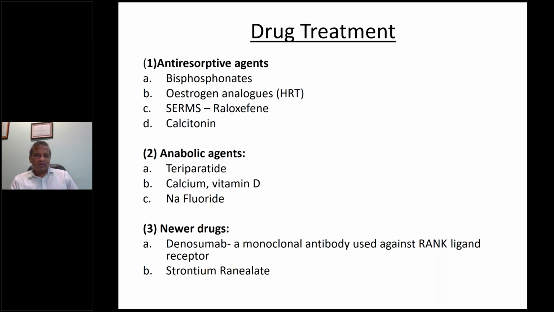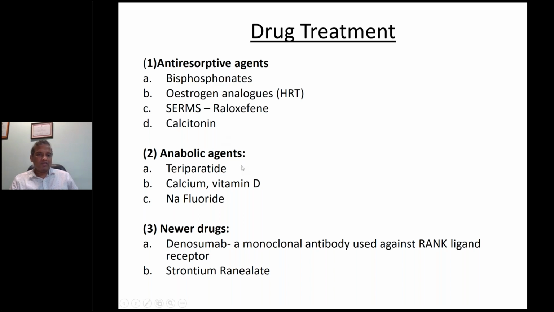So what drug treatment do we usually give? We start with vitamin D and calcium supplementation. Apart from that, we need to start an anti-resorptive agent, to reduce the rate of bone resorption. The commonest drugs used are bisphosphonates. In postmenopausal patients, we use estrogen analogs or hormone replacement therapy. Then raloxifene and calcitonin can also be used in rare cases. Calcitonin is commonly used in vertebral fractures, as it also reduces pain and promotes early mineralization.